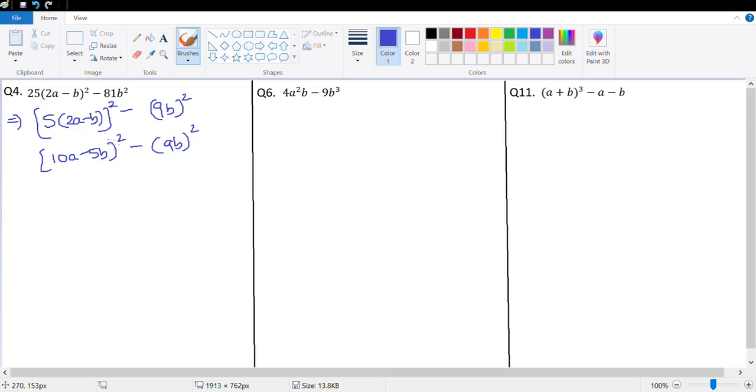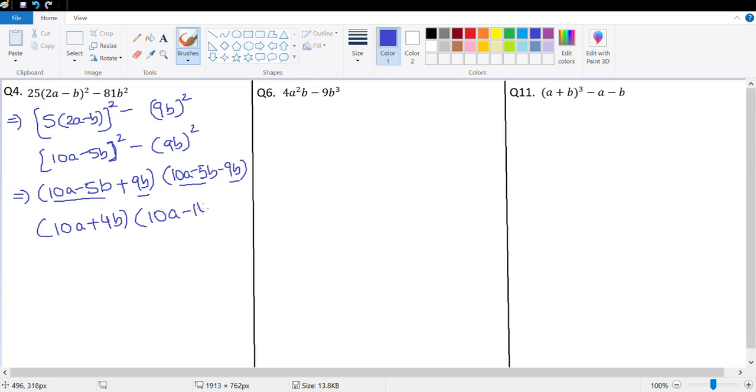So what we have is x square minus y square, which means x, in this case 10a minus 5b, plus 9b, multiplied with 10a minus 5b minus 9b. Yes, x plus y, x minus y. I notice 5b and 9b can be added, so this is (10a plus 4b) multiplied with (10a minus 14b).